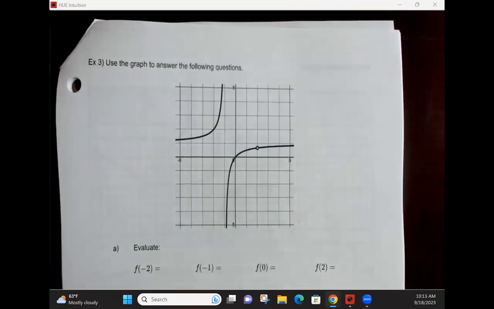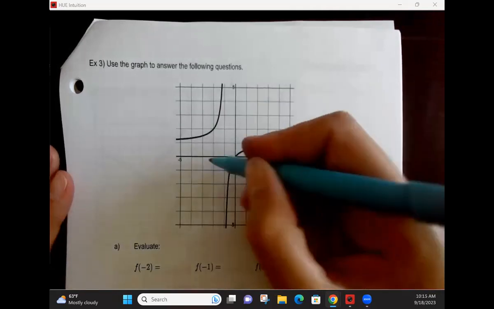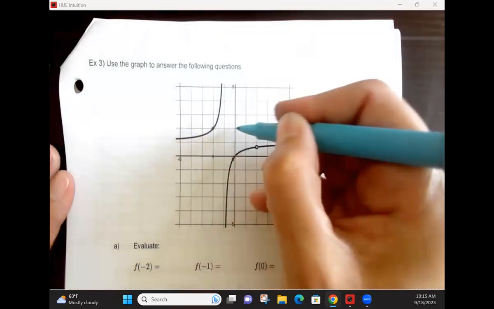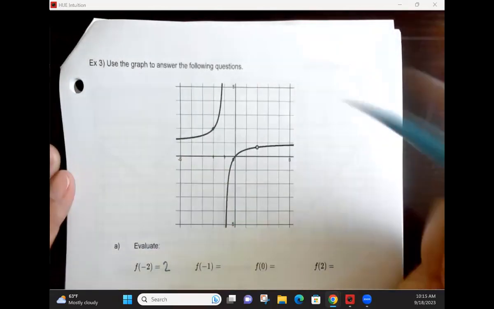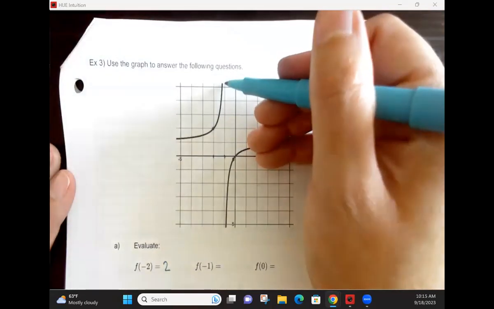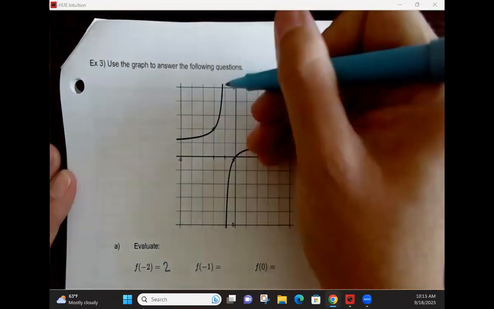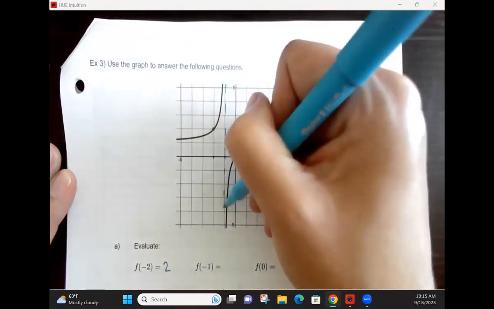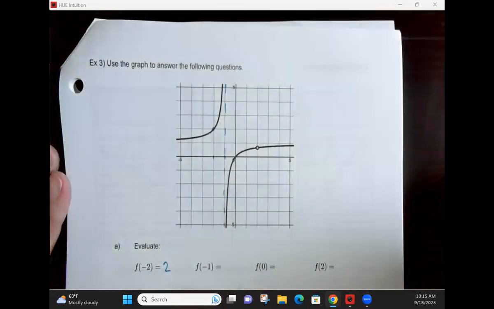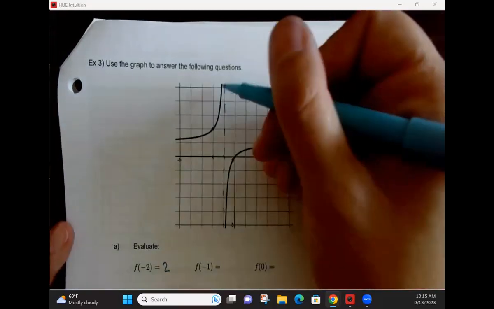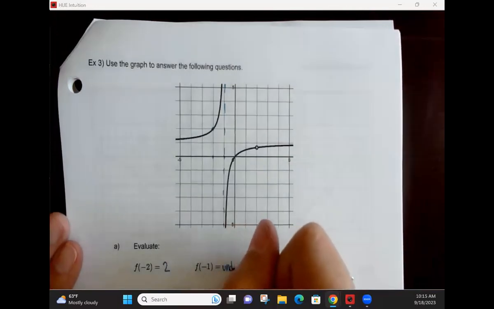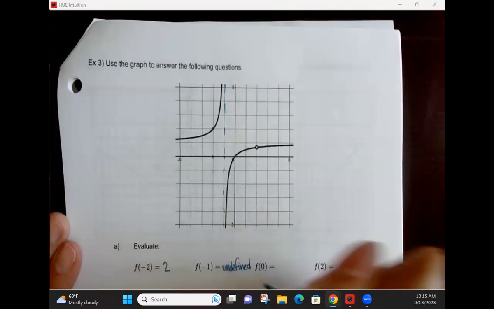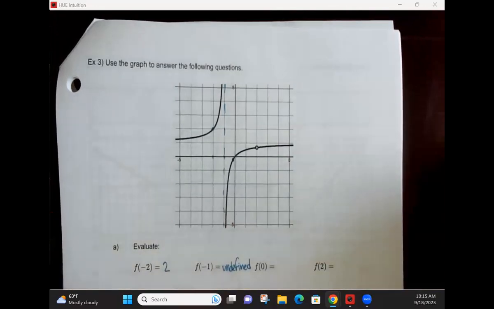Okay, let's take a look. F of -2. So when our x value is -2, our y value would be +2. F of -1, nothing on the top part of the graph, nothing on the bottom part of the graph. What I actually have here that we'll talk about in a little bit, it's called an asymptote. So something my graph will get really close to, but as we can see, I don't actually have a point there, I don't touch it. So I would say that this is undefined. I don't have a y value defined for that value of x.